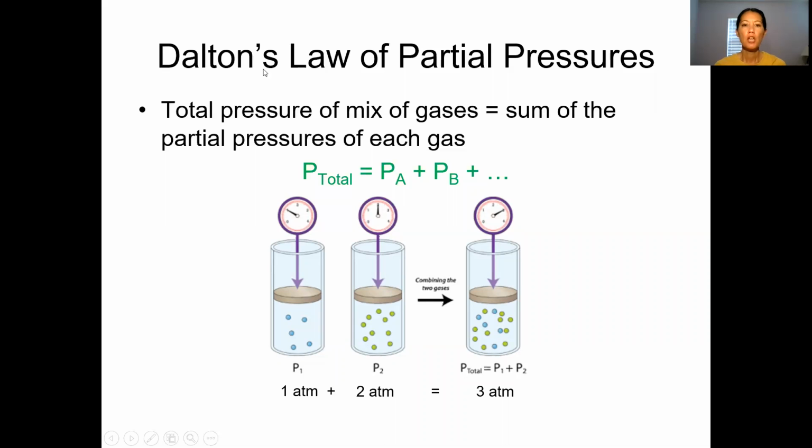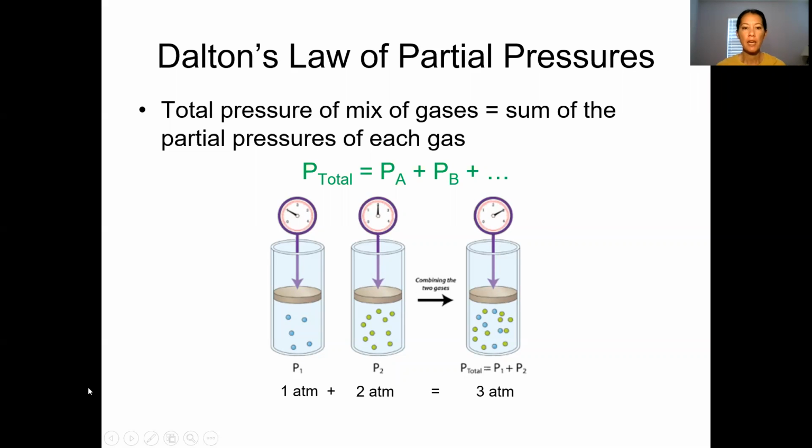So let me just show you how that's written out. P total, P is for pressure, so the total pressure is the pressure of gas A plus the pressure of gas B plus as many gases as are present, C, D, etc. So let me just show you this visually.